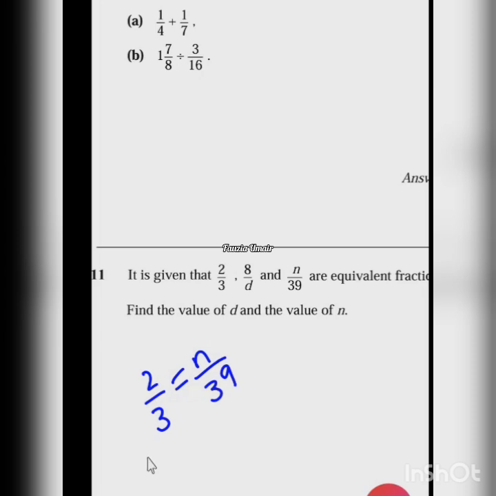So now you can solve the equation or simply cross multiply, or else just see that 3 is changed into 39. By what is it multiplied? Tell me, 3 is multiplied with which number so that it became 39? 13. If it is multiplied by 13, then 2 will also be multiplied by 13, because they are equivalent fractions. So n is equal to 26. Right.